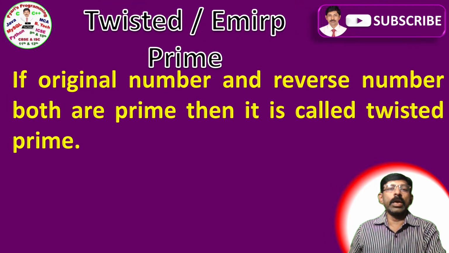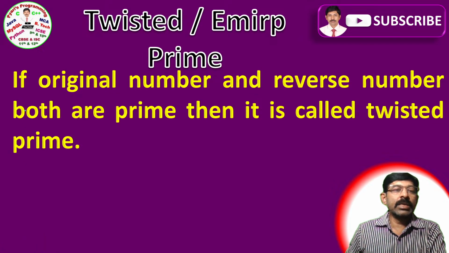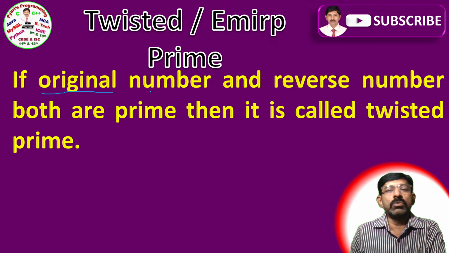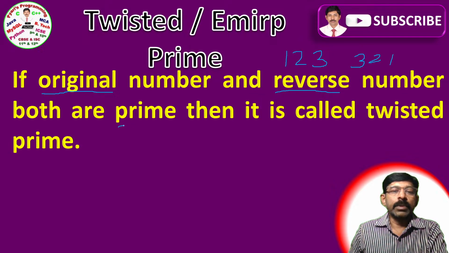First one is your twisted prime, which is also known as your MR prime. So what exactly this is and how we can deal with this. It says that the number entered by the user is called the original number, and the reverse number, suppose the user has entered 123, the reverse of this number is 321. This is called reverse of the number. If both are prime, that means I have to check whether this is prime or not and this is prime or not, then it is called twisted prime.